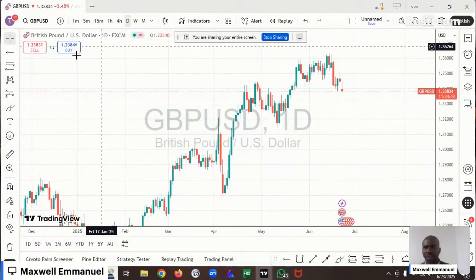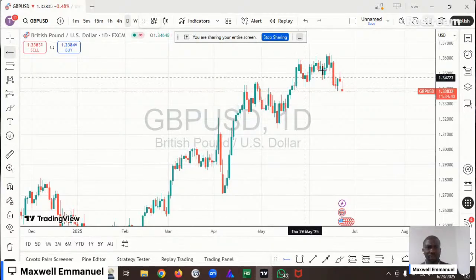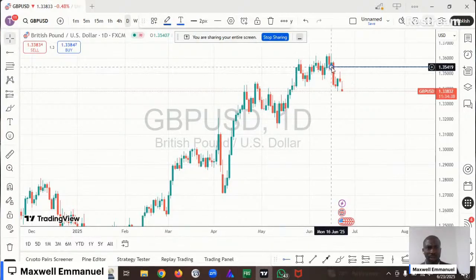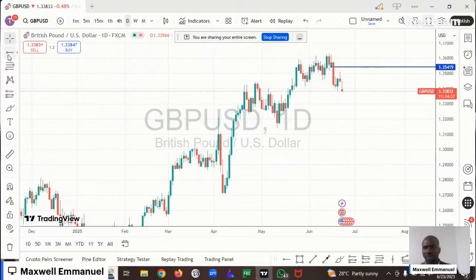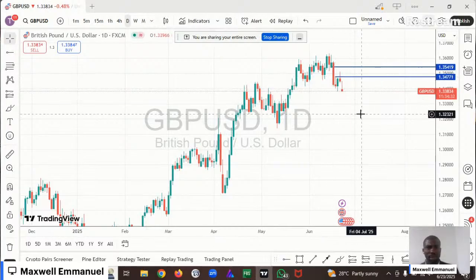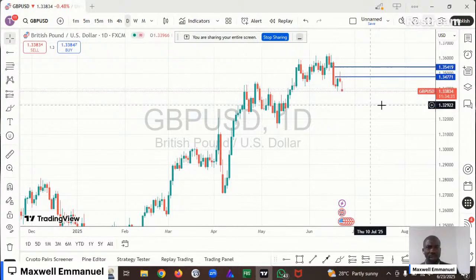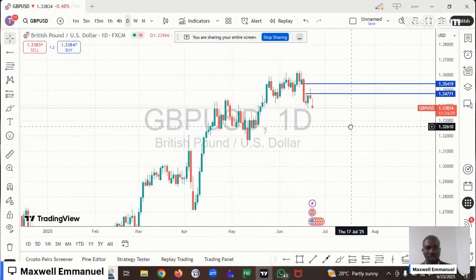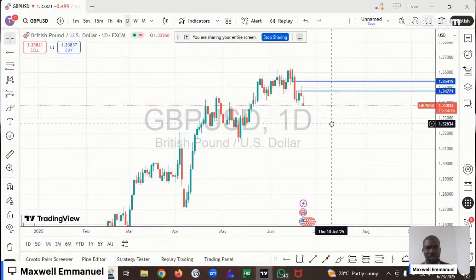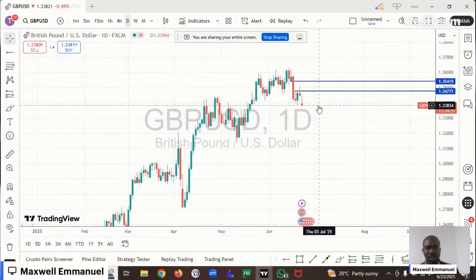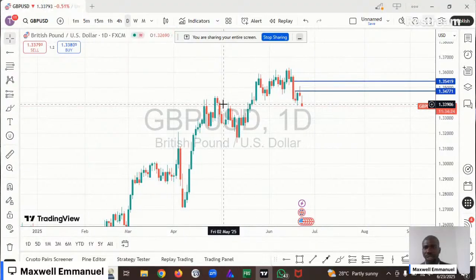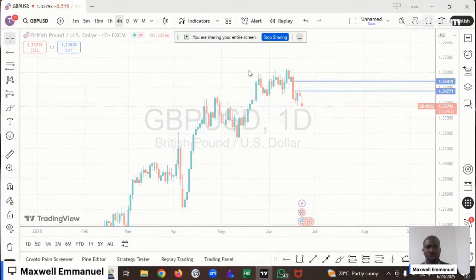I think after filling the fair value gap we had on this daily, it didn't fill the gap entirely. So you can see price tested that fair value gap, and the candlestick pattern that formed after price tested it was a shooting star, which indicates a change in trend from bullish to bearish.